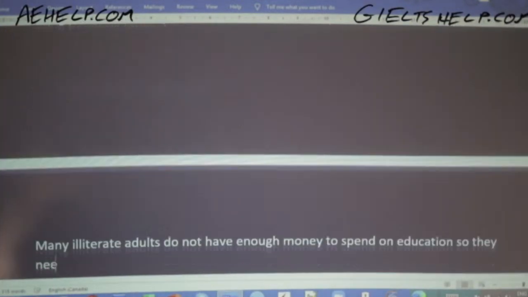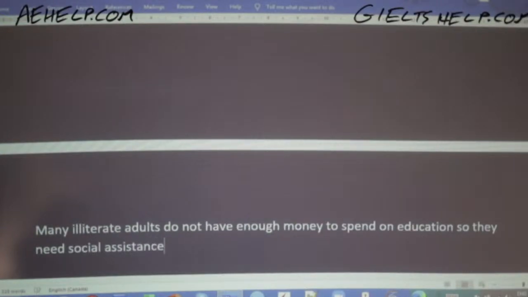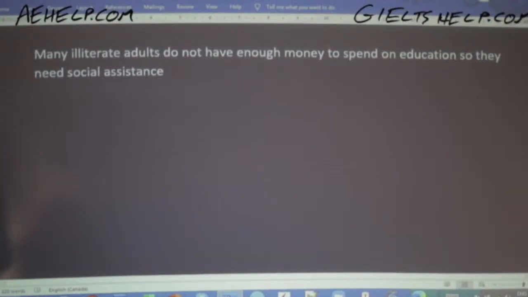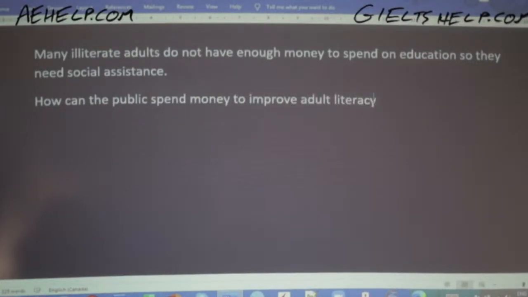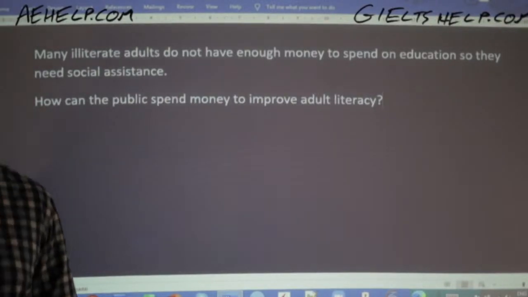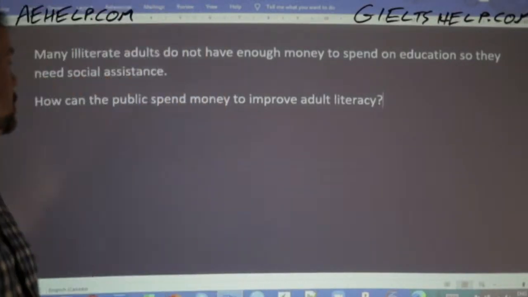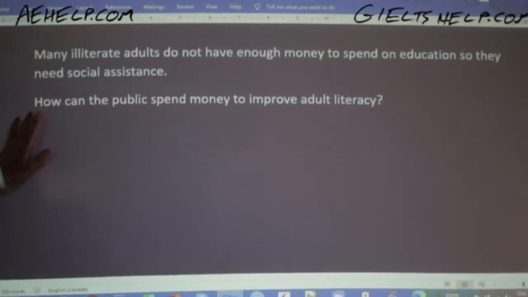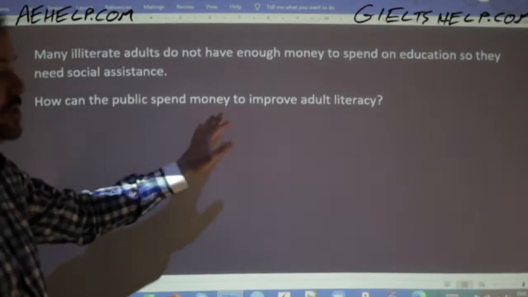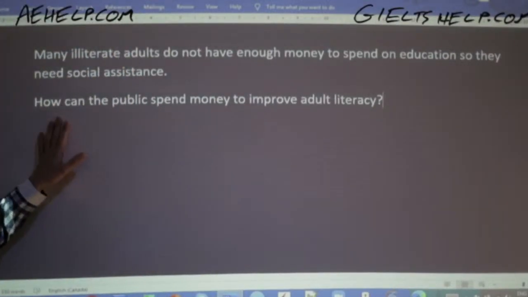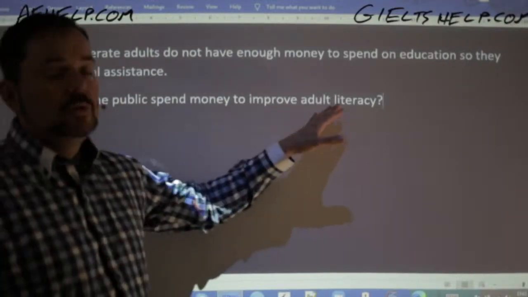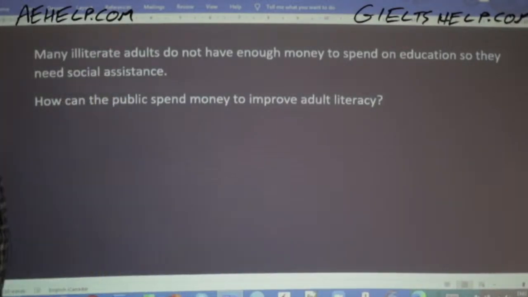So they need social assistance. Okay, good. Now I'm going to be a little bit quicker here on the how question. You should think about this. So how can the public spend money to improve adult literacy? That should be your next question. I'm going to pick up a little bit of pace here with this one. So I'm giving you the question, but again, thinking about these questions and the full sentence questions are very important, okay? So how can the public spend money to improve adult education, okay?